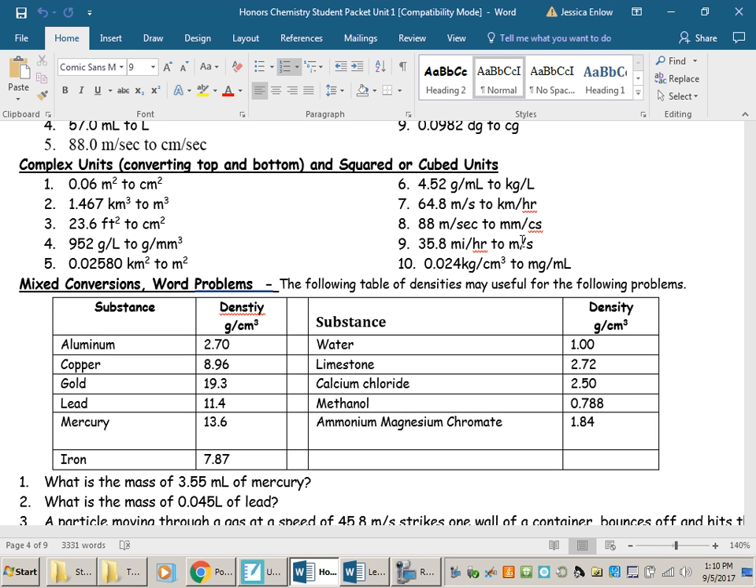So you should get point what? Nice. We have some time computation. 9.52 times 10 to the negative 4 grams per millimeter cubed, which is 0.000952.